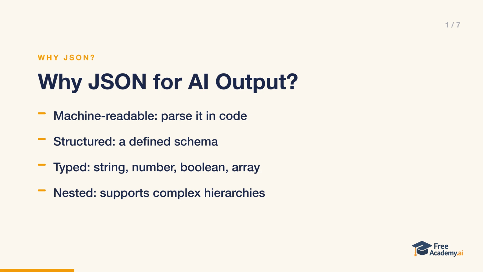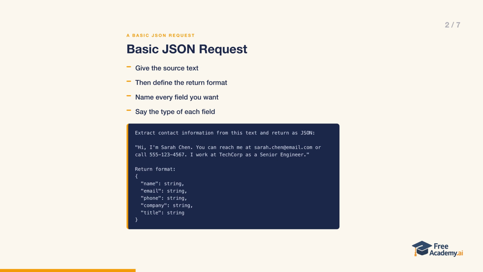In short, JSON turns a loose paragraph of AI text into clean, programmable data. That's what this lesson is all about: asking for JSON and getting back exactly the shape you need. Let's start with a basic JSON request.